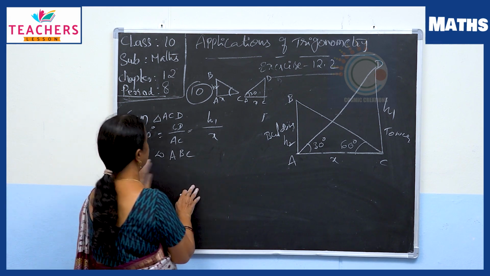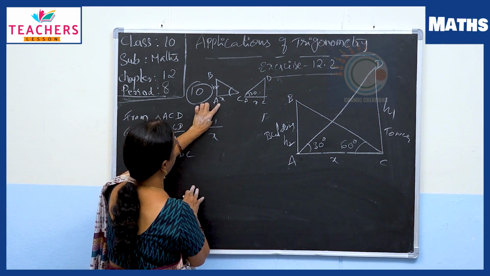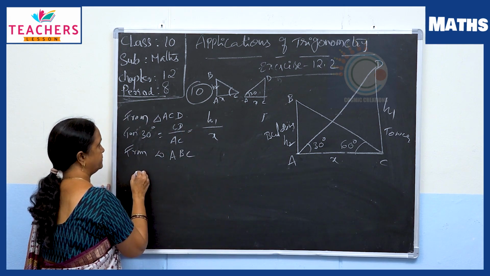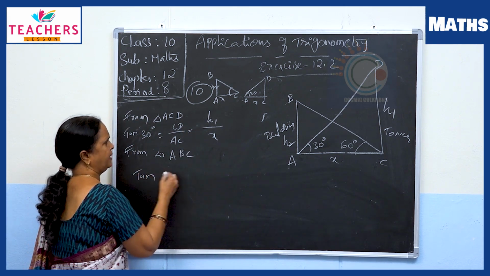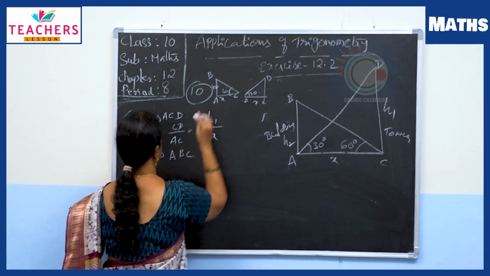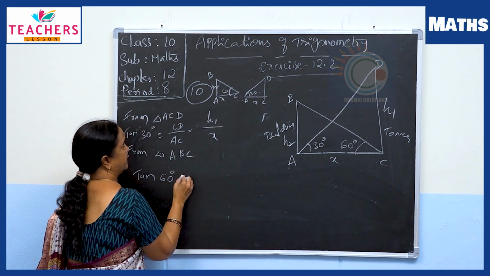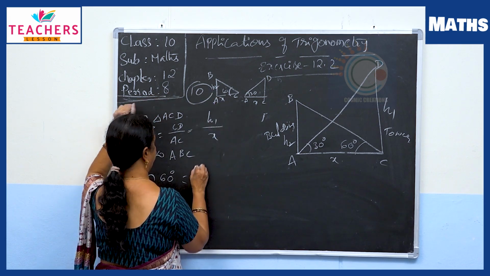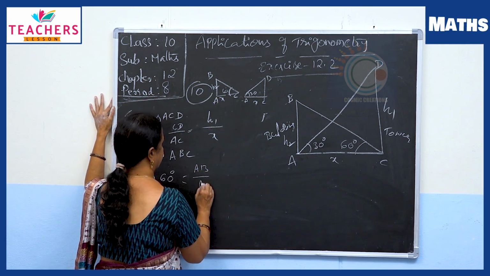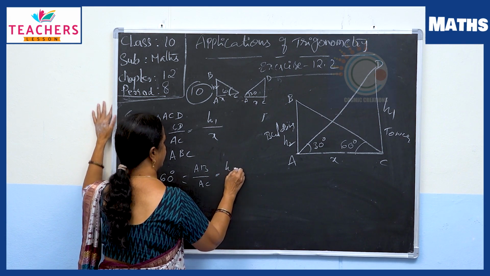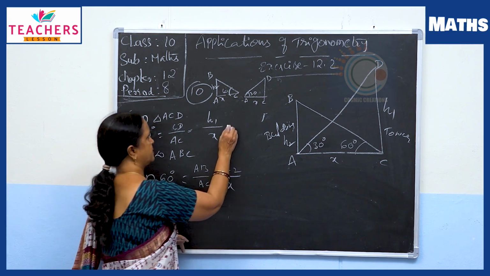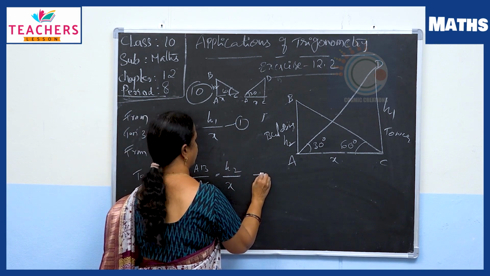Now it is easy to say from triangle ABC. Can you say? Tan 60 degrees. Tan 60 is equal to opposite by adjacent, AB by AC, which is equal to H2 by X. This is number 1.